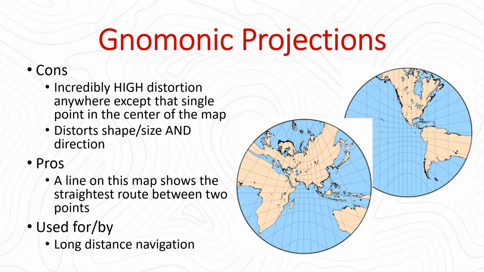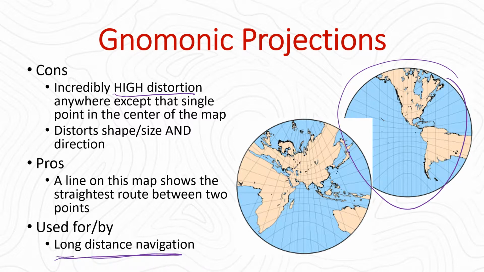Now, what are the cons of this? There's incredibly high distortion. I mean, look at these pictures here that are not taken from the poles. And you can really see how it's distorting the shape and the size of these land masses. So the pros, though, a line on this map shows the straightest route between two places. So it's good for long distance navigation, like pilots that want to go across the Atlantic or across the Pacific. So it's not good when we're looking at sizes and shapes, but it's great for traveling long distances because it shows you the shortest route between them.